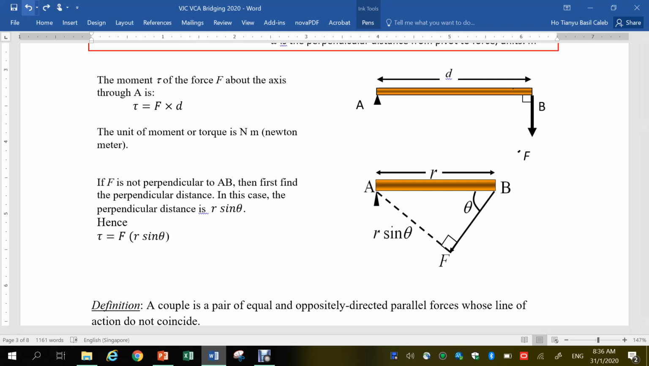But you can see here where my mouse is, that the force, if you draw the line, actually it goes along this line. And the perpendicular distance is the distance from the pivot here to the force. So if the rod has length r, the perpendicular distance is r sine theta.